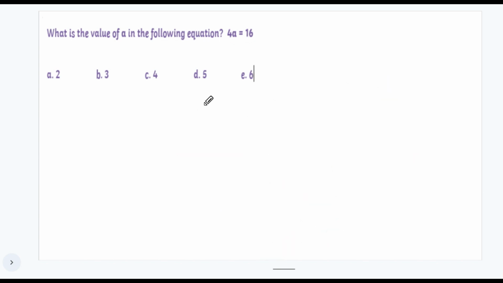Okay, so now I have added some more things inside. For example, right now we have 4a equals 16. Now I have added plus 3 inside. So as I told you, you have to remove all the things associated with a first, plus and minus things. So plus 3 you need to remove. The opposite of plus 3 is minus 3.